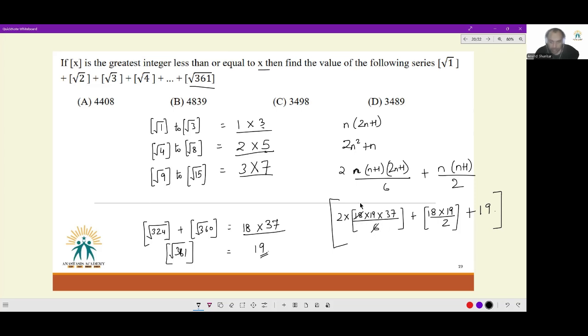This 6 and this 18 goes away to give me 3. This 2 and this 18 goes away to give me 9. I now look at the first term: it is even, 2 into something. The second term is odd, 9 into 19. And the last term is also odd, 19. So even plus odd plus odd, the final result should be even, which helps me rule out option B and option D from consideration.